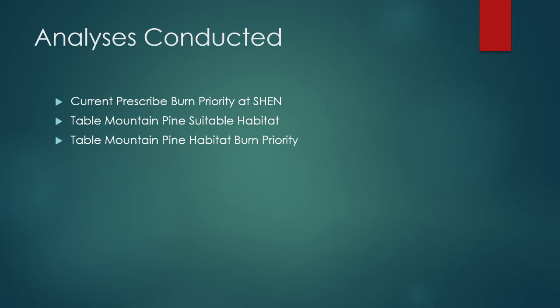In order to complete this project, I conducted 3 analyses. The first analysis is the replication of a 2011 study to show where the current prescribed burn priority is located in Shenandoah, utilizing updated data.